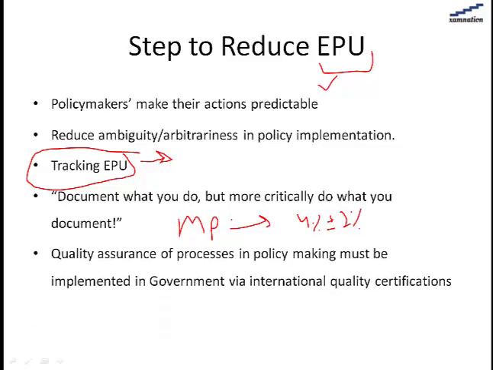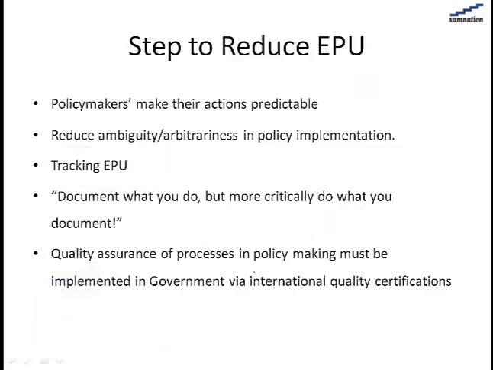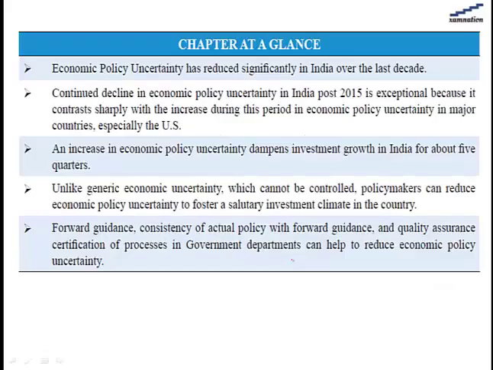Okay, quality assurance of the process in policy making must be implemented. You should not make the policy here and there; proper qualitative assessment should be there, proper quality assurance should be there, and it should be on par with international quality. Okay, and this is a summary of the chapter. Look at this summary. Again, a small chapter, but some new things are there, like EPU, which is a very important thing. If you are not able to understand something, of course, ask in the community tab.